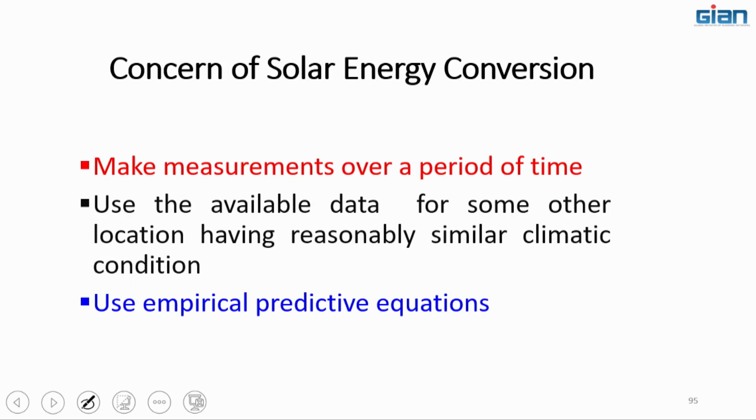If I ask you to do the calculation for solar energy and you do not have data, then what will you do? You will find a place of similar climatic condition and take the data from that place. If that also does not exist, then you will use some kind of correlations. That will actually give you the radiation spectrum. That is how it is given.